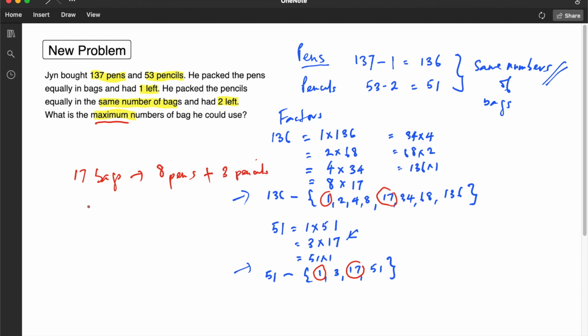If Jean were to do so, then he will be left with one pen that is not packed and 2 pencils which are not packed.